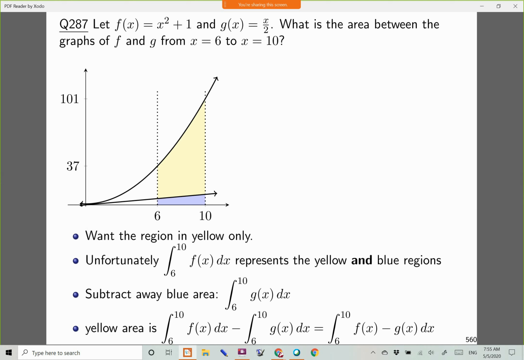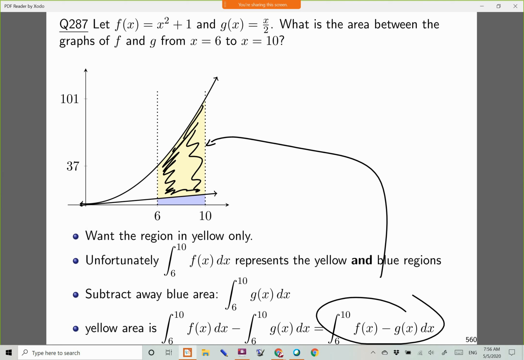Right? So this integral right here represents this shaded region in yellow. And the whole point here is the integral of f alone gave you too much stuff. It gave you the yellow and the blue. So we just needed to get rid of the part in blue, which is its own integral. It's just the integral of g from 6 to 10. And this one idea, we just kind of run with this.